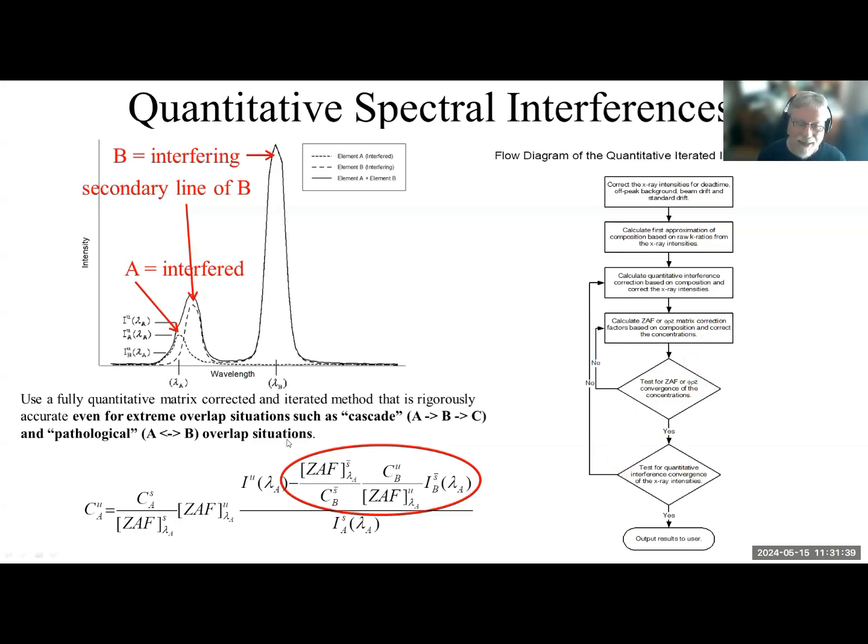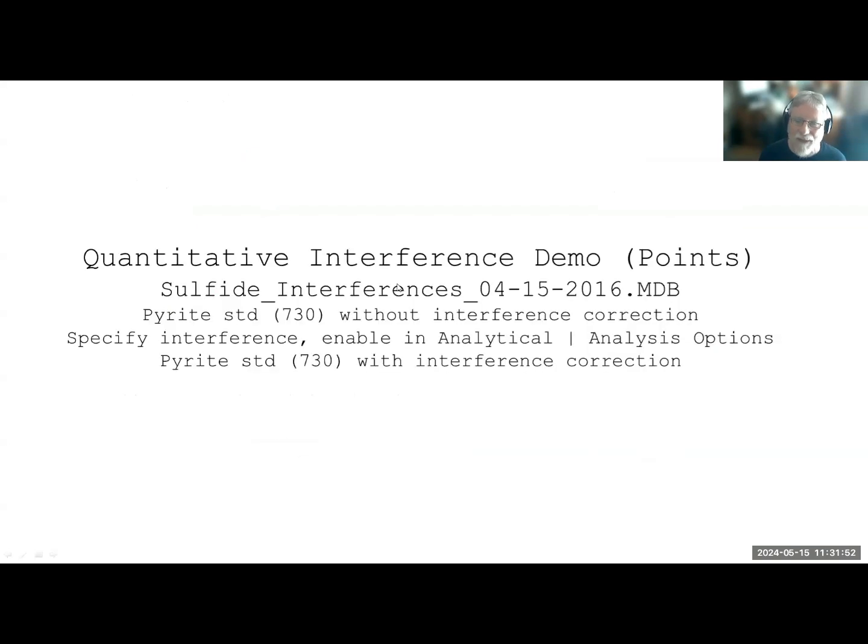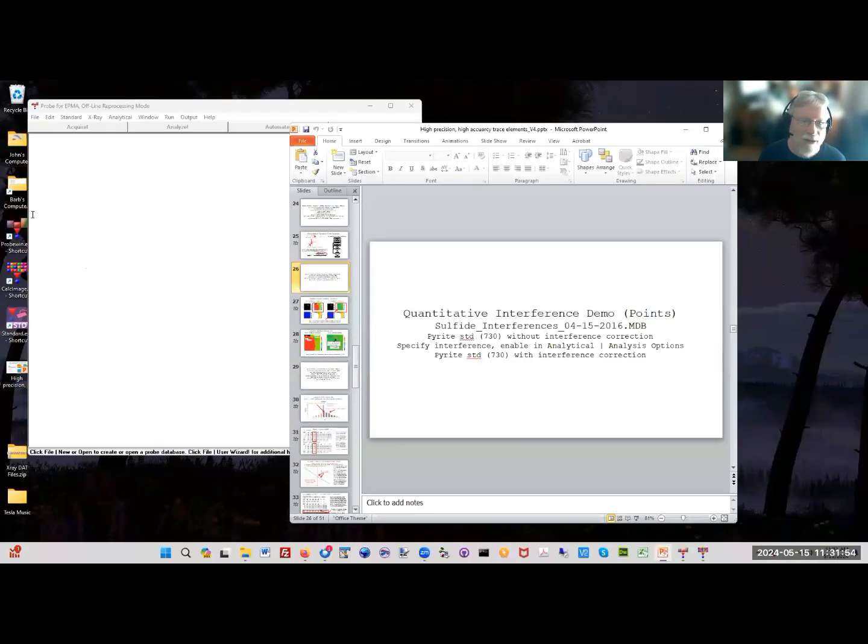It figures it out. And that is also true when you have a pathological situation where A and B both interfere with each other. For instance, like barium and titanium, or lead and sulfur, or molybdenum. It handles those situations automatically, as you'll see. So let's do an example using point analyses.